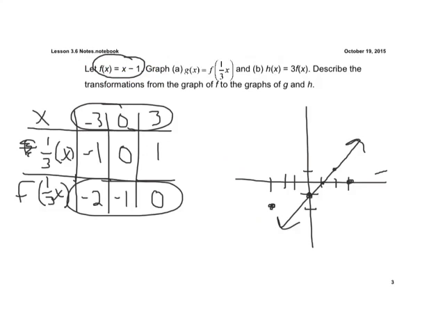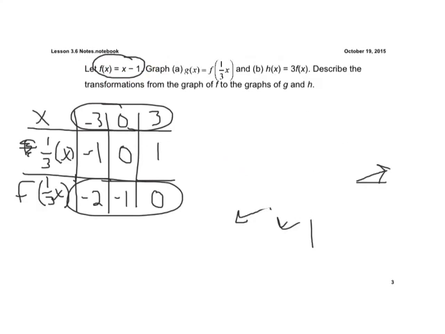So if we connect these points, we can see here that we have a horizontal stretch because it stretches away from our y-axis. Like we said before, that number being multiplied by x is between 0 and 1, so we're going to have a horizontal stretch. And that's our part A. Let's get this erased, and we're going to work on part B here.